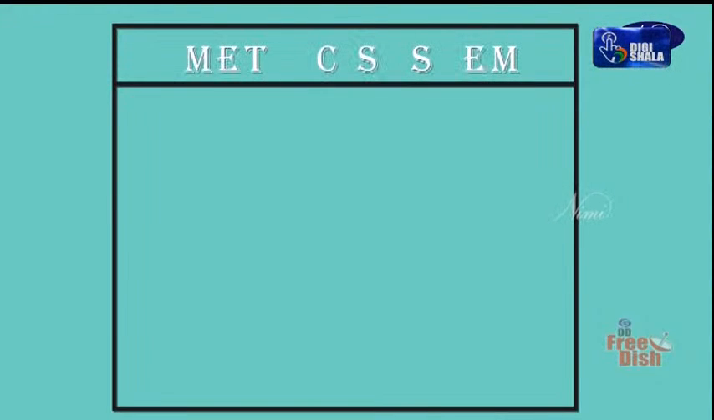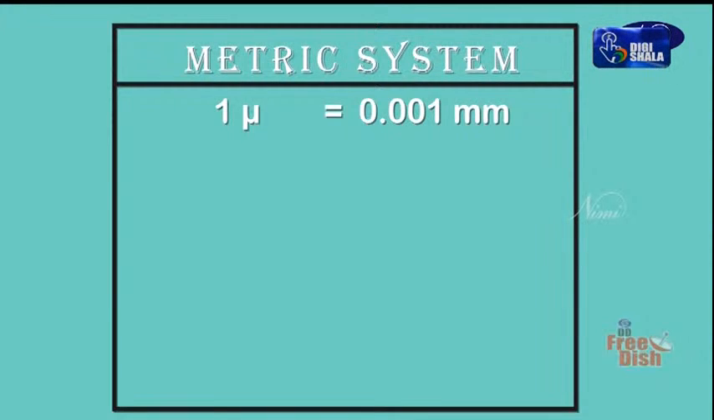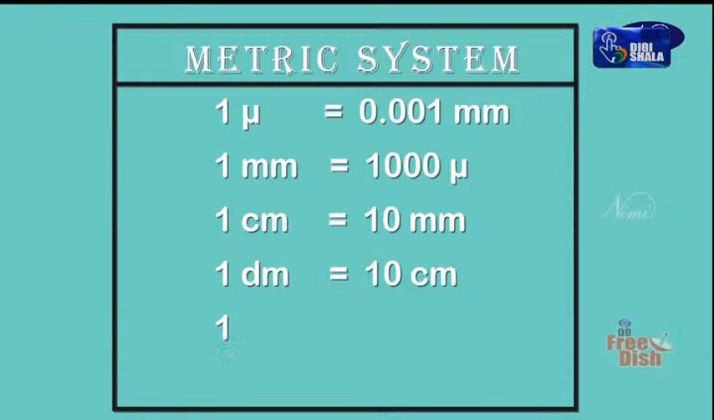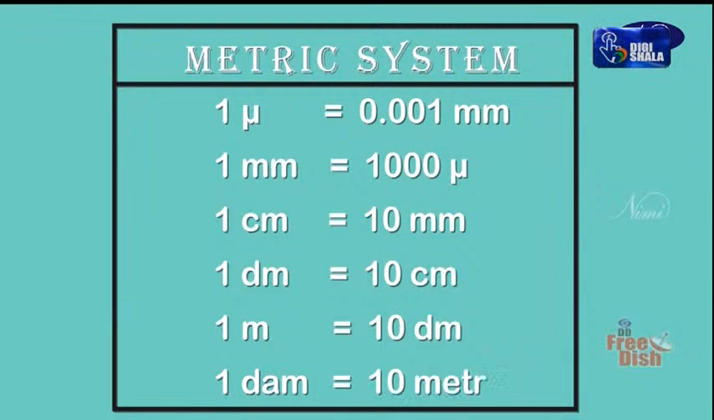Some measurements of length we will see in the tabular column. First we will see the metric. 1 micron equals 0.001 millimeter. 1 millimeter equals 1000 microns. 1 centimeter equals 10 millimeters. 1 decimeter equals 10 centimeters. 1 meter equals 10 decimeters. 1 decameter equals 10 meters.